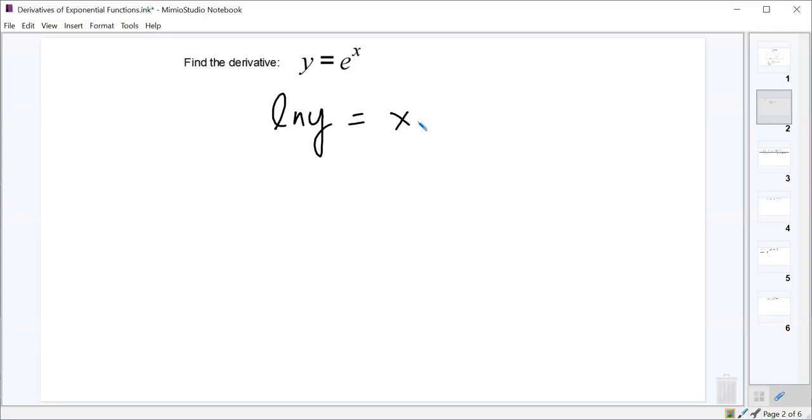Okay, so now if I wanted to take the derivative of this, the derivative of x is easy, that's just 1, right? But the derivative of the natural log of y with respect to x, if we're trying to take the derivative with respect to x of both sides of this, that's easy. But this side, first off, how are we going to take the derivative with respect to x of something that's in terms of y? And second, we also haven't learned how to take the derivative of something with a natural log, right? It's a little bit of an issue there.